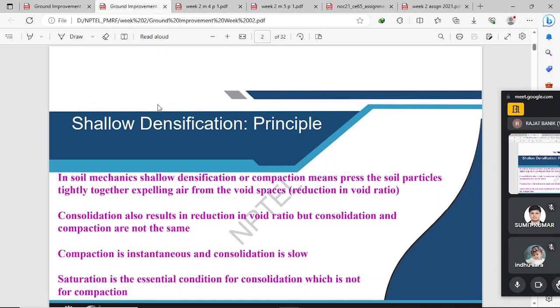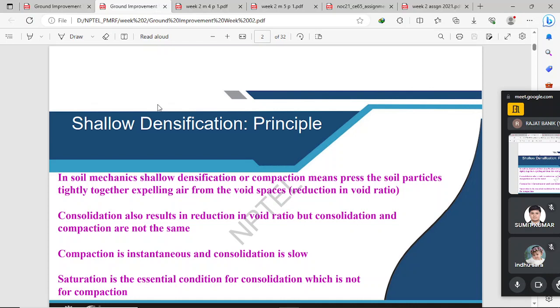We know that shallow densification, by name, densifies the soil up to a certain depth, not to a great extent. We apply the densification technique up to a certain depth, like 0.3 meter or 0.5 meter from the ground surface.